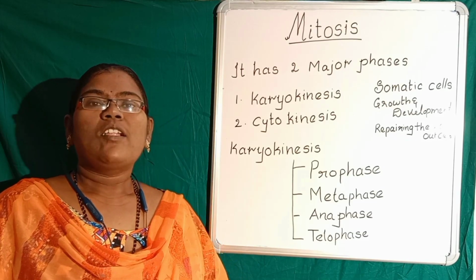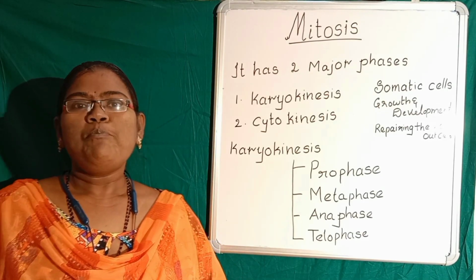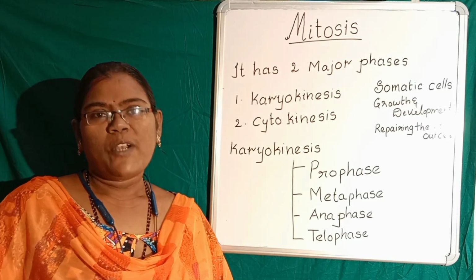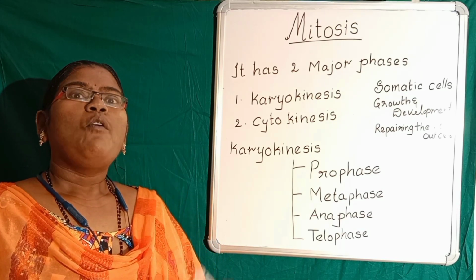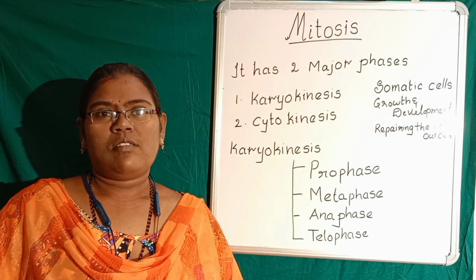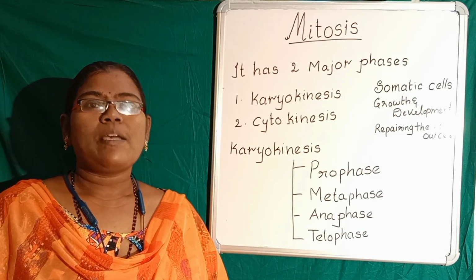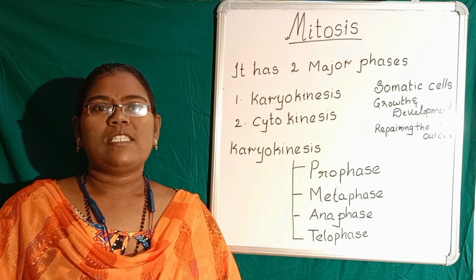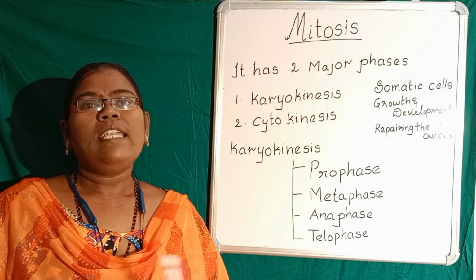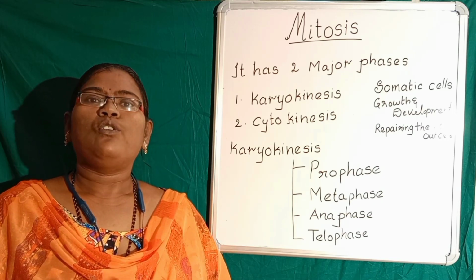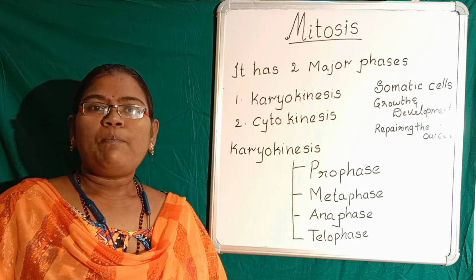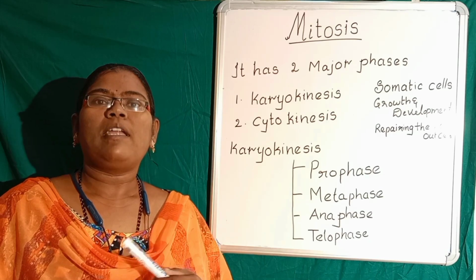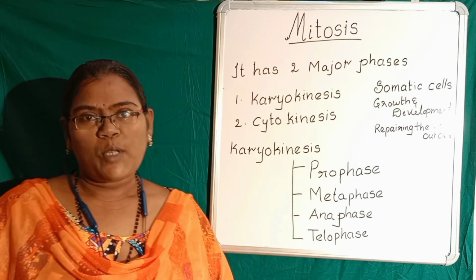Students, today I am going to discuss a very important topic, mitosis, which is from the reproduction lesson. First of all, what is meant by mitosis? Mitosis is a process which occurs in all living organisms for their growth and development. Not only for growth and development, but also for repair: worn out cells and damaged cells are repaired by the mitosis process only.